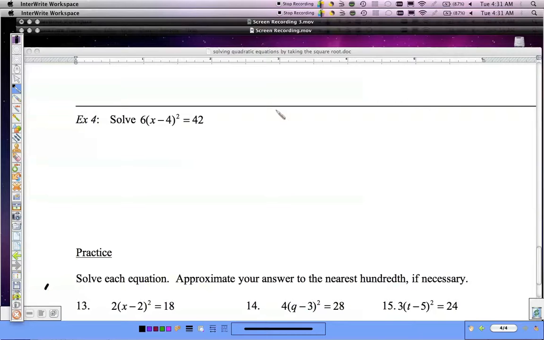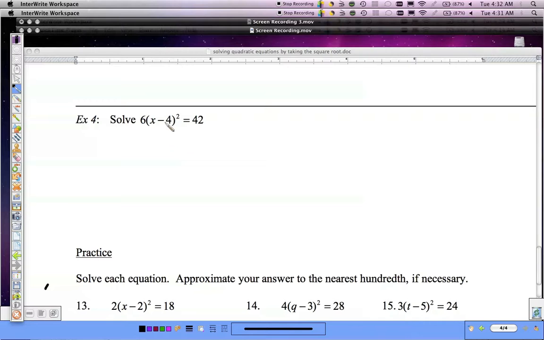Alright, the fourth and final example problem is only slightly more complicated, but this is where we're going to have to do a little bit more. There's more than one way to solve this problem. If you were to expand this (x minus 4) quantity squared, you would actually get a quadratic equation with an a term, a b term, and a c term.